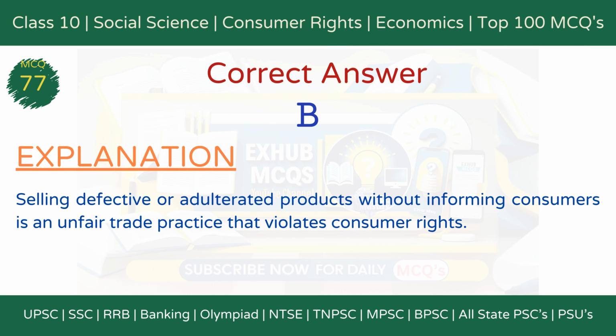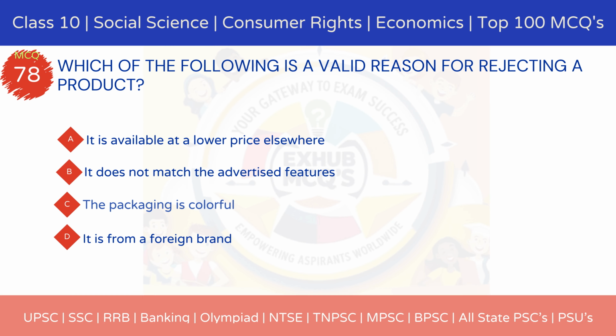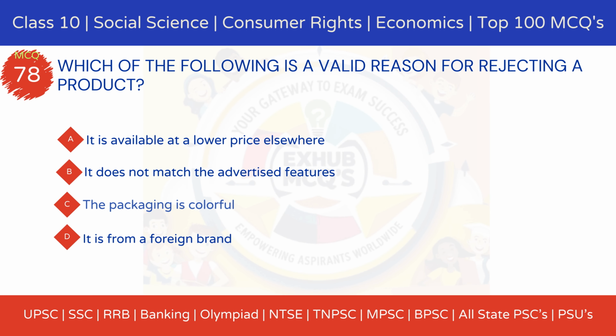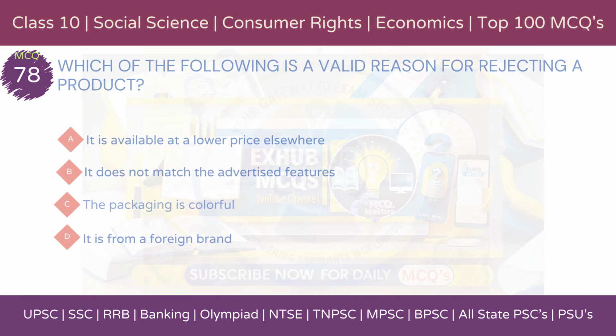The correct answer is option B, selling defective products without disclosure. Explanation: selling defective or adulterated products without informing consumers is an unfair trade practice that violates consumer rights. MCQ 78. Which of the following is a valid reason for rejecting a product? Option A, it is available at a lower price elsewhere. Option B, it does not match the advertised features. Option C, the packaging is colorful. Option D, it is from a foreign brand.